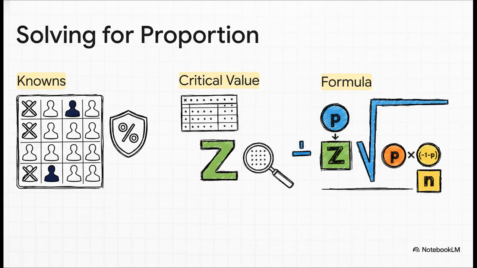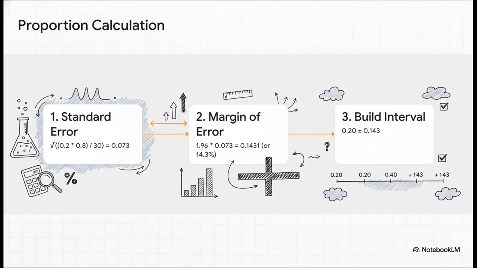First, what do we know? We know p, our proportion, is 0.20. We know n, our sample size, is 30. And we know we want 95% confidence, which means our z-score is that familiar 1.96. And the formula we need is the one right here on the screen. This is the standard one for proportions. Okay, now we just run the play.